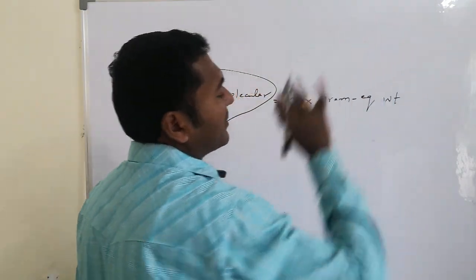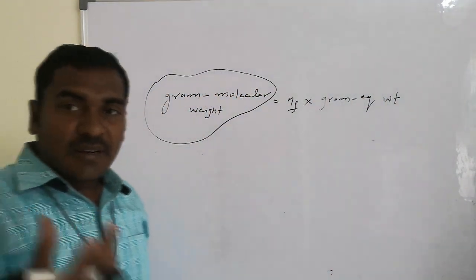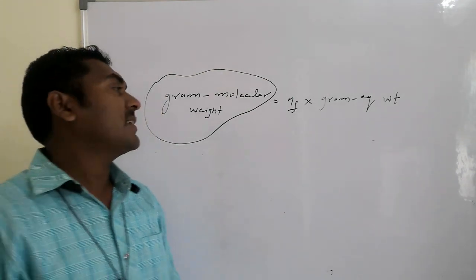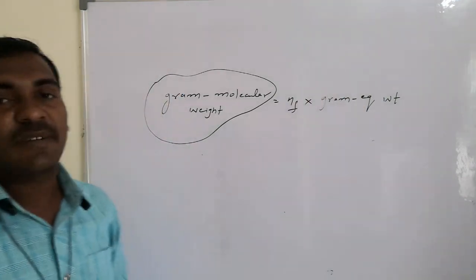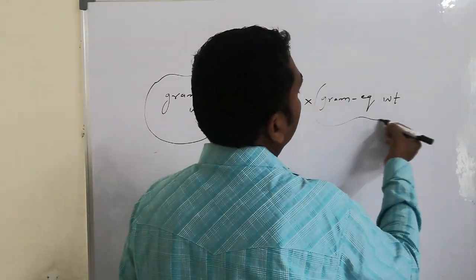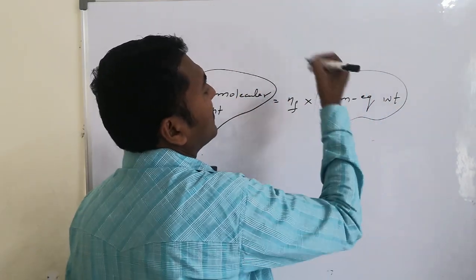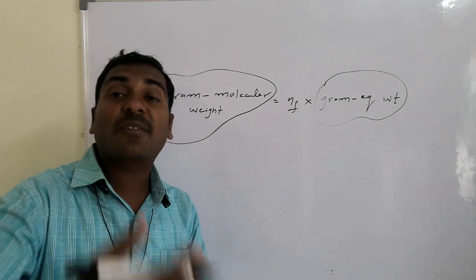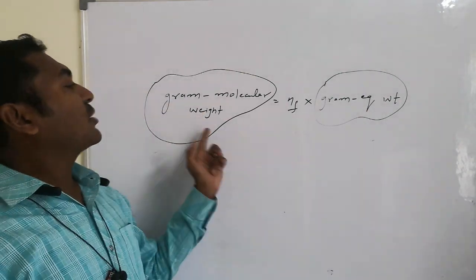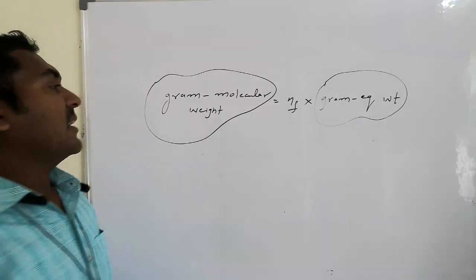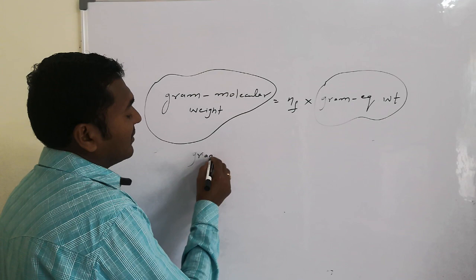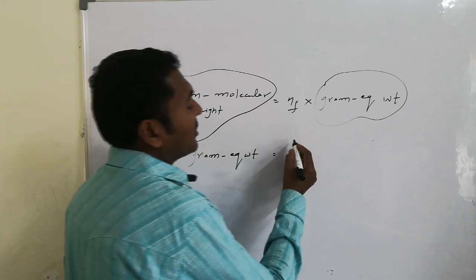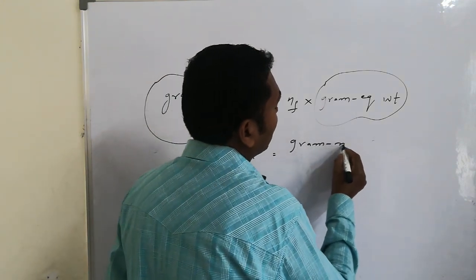Gram equivalent weight is the weight of the starting material that produces one Avogadro number of active species, expressed in grams. That is said to be what? Gram equivalent weight. Whereas n factor is the number of active species produced from one molecule. Otherwise, the total number of Avogadro numbers of active species produced from 1 gram molecular weight of substance is also said to be what? N factor. So therefore, if we readjust, gram equivalent weight becomes equal to gram molecular weight divided by n factor.